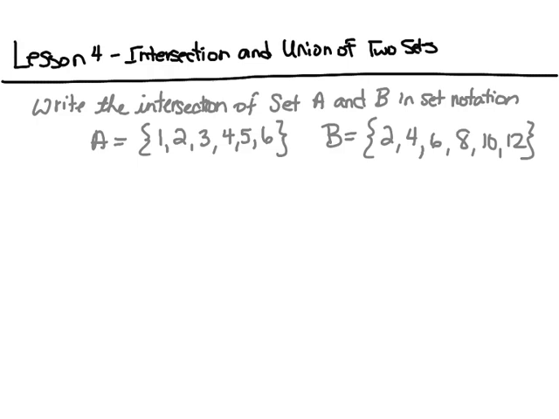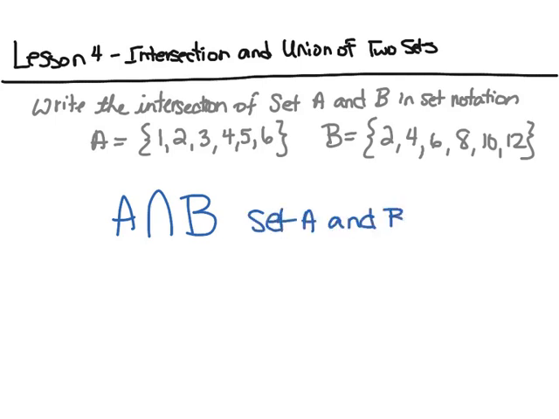And the way that we denote this is an upside down U, B. And the way that I remember this is set A and B. So it's in both A and B, and I remember that because the upside down U looks like an A. So I remember "and." So set A and B.